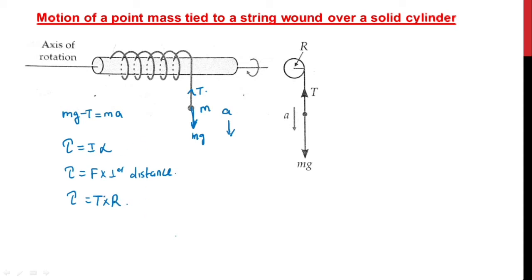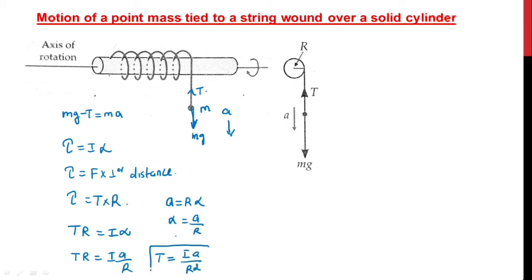Now look at the torque equation here. We can write T into R is equal to I alpha, where I is the moment of inertia of the rolling body. Here the rolling body is a solid cylinder. Now what is alpha? We already know acceleration is equal to R alpha, so alpha is equal to a divided by R. Substituting alpha is equal to a by R, the equation TR is equal to I into a by R, or tension T is equal to I a divided by R square. This is the equation for tension.